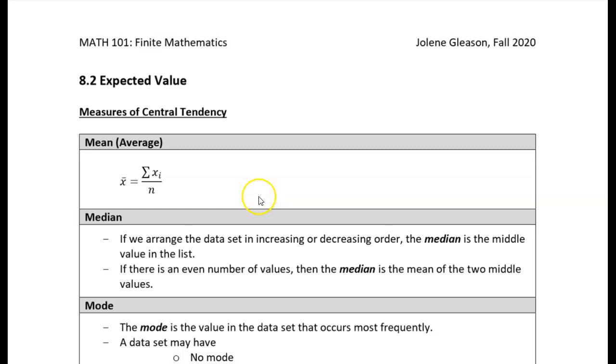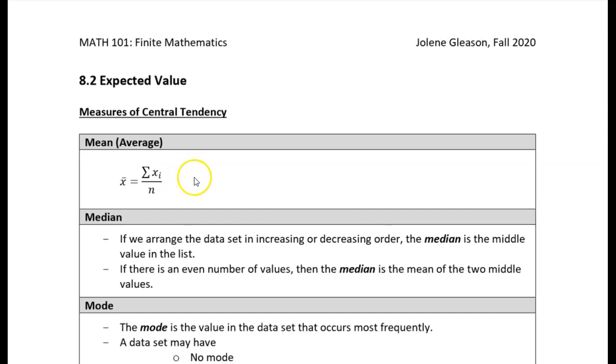Today we're going to talk about measures of central tendency, and I'm sure you're familiar with these first three: the mean, the median, and the mode. But let's just review a little bit here. If we have a finite discrete set of data, we could think of it as a finite discrete random variable. That means we're going to have a finite number of outcomes, and the random variable will take on a finite number of values.